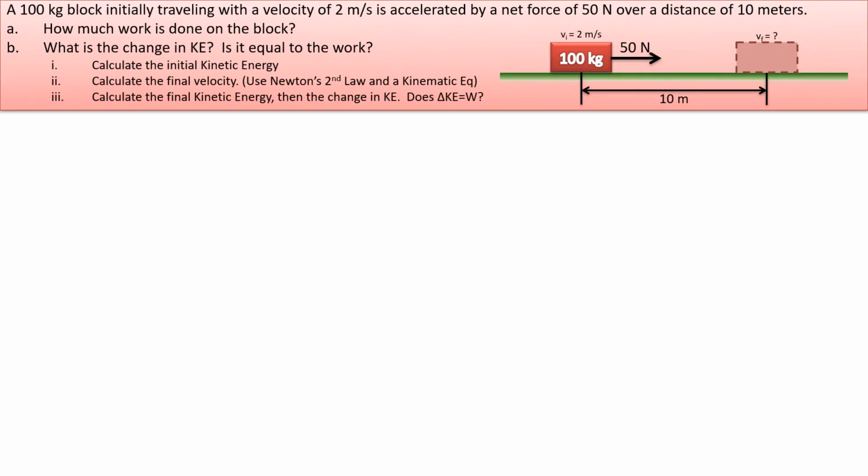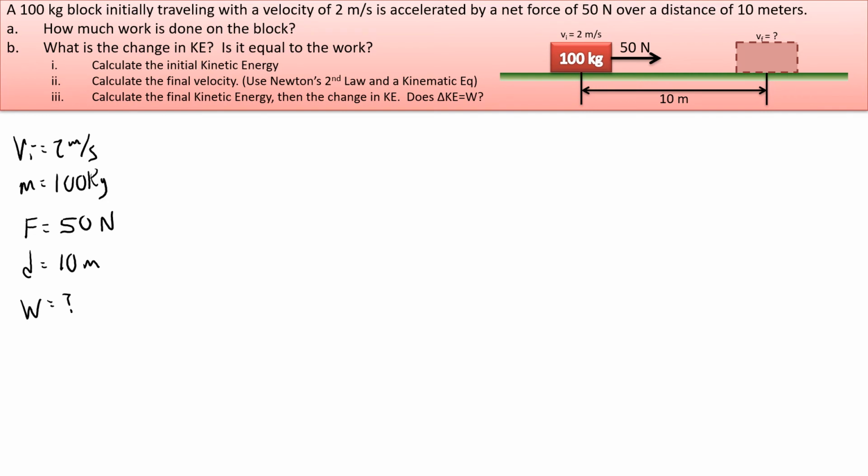So how much work is being done on the object? Part A. Should we write down all the givens and the unknowns? I guess we should. We want to make sure we don't get points off for not writing our units. So part A says, what is the work being done?